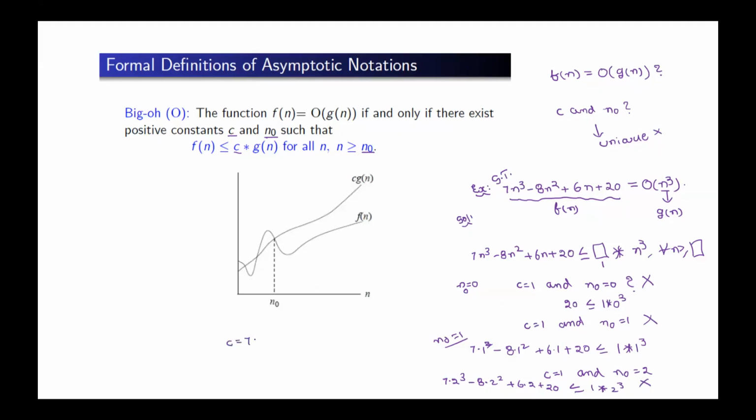Now let us slightly increase this. If I take c equal to 7 and n naught equal to 0, why? Because here 7 n cube is there, that's why I thought of taking c equal to 7. Is this correct? c equal to 7 and n naught equal to 0.